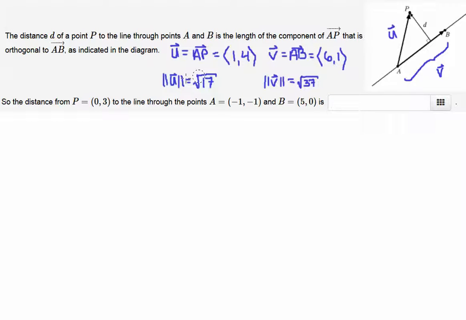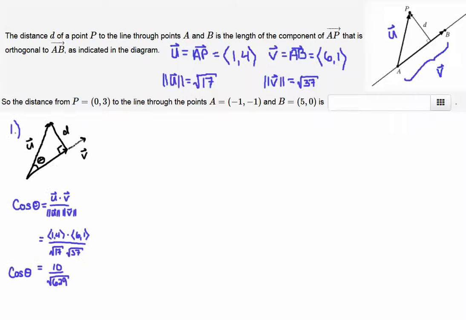So if I then calculate the length of U, that is just 1 squared plus 4 squared is 17, and I take the square root and I get square root of 17. Similarly, the length of V is the square root of 37. All right, I need that information. Now let's do the first method.